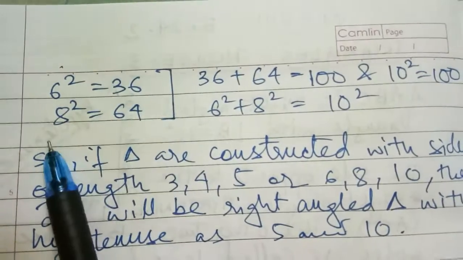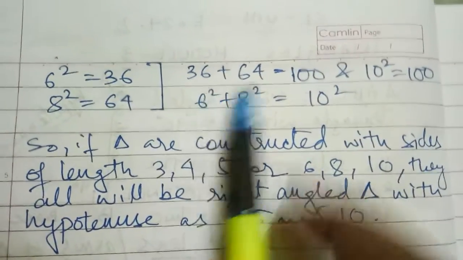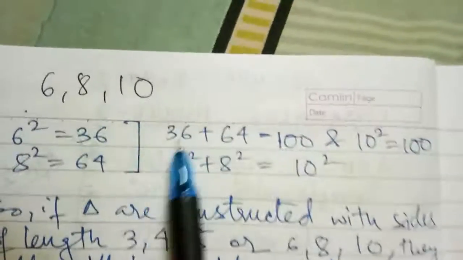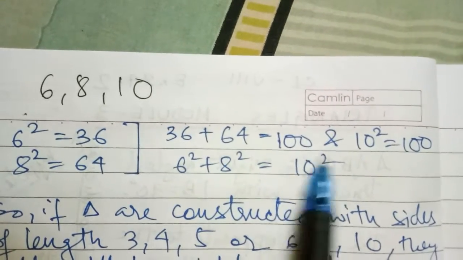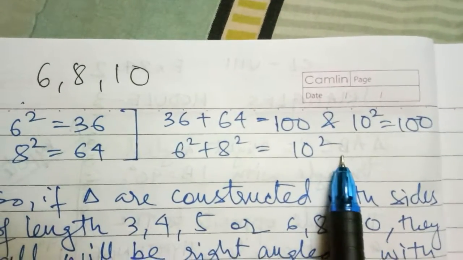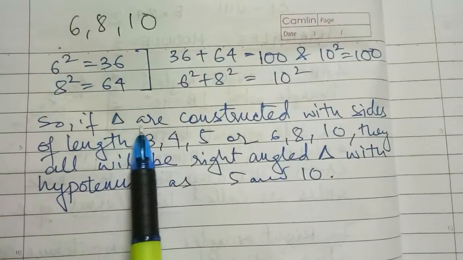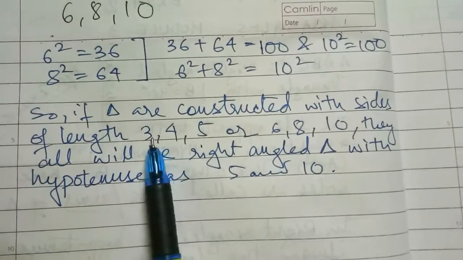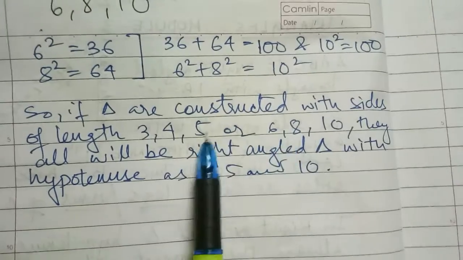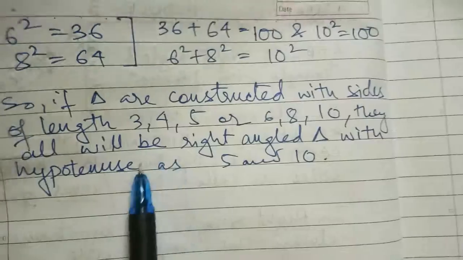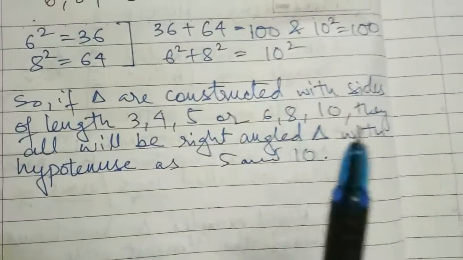6 square is 36, 8 square is 64, and over here I have written 6, 8 and 10. Which is the highest? Definitely 10 will be the hypotenuse. See, 36 plus 64 is 100, and 10 square equals 100. Then I can write 6 square plus 8 square equals 10 square. So if a triangle is constructed with sides of length 3, 4, 5, then a double of this, 3 into 2 is 6, 4 into 2 is 8, 5 into 2 is 10, they all will be right angle triangles with hypotenuse as 5 and 10. This thing you have to keep in mind.